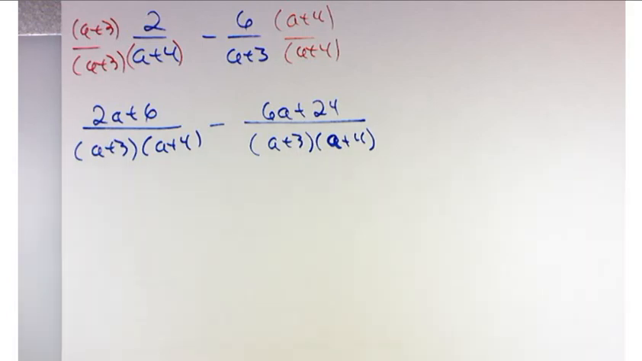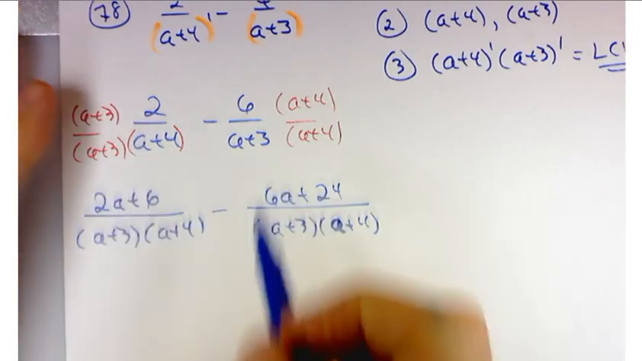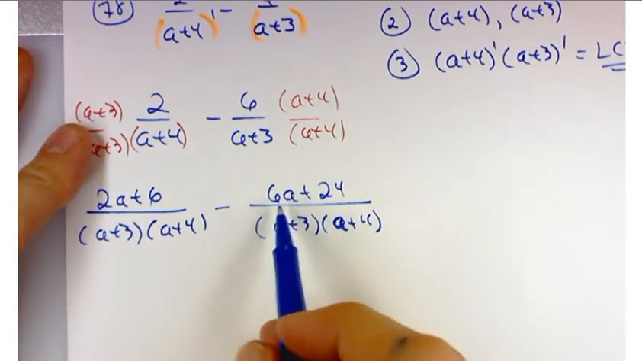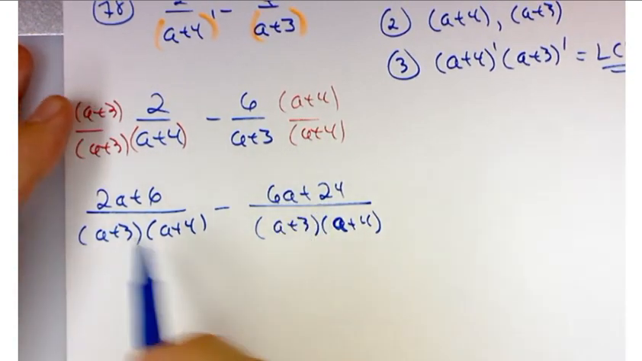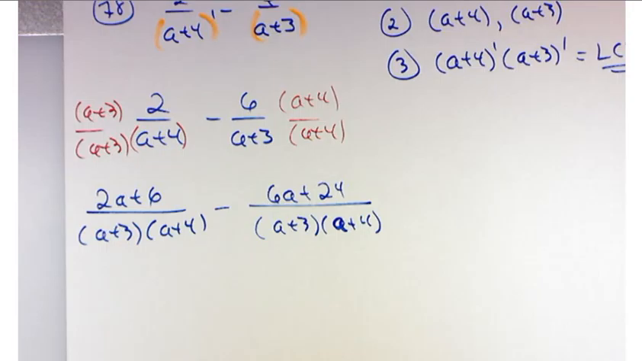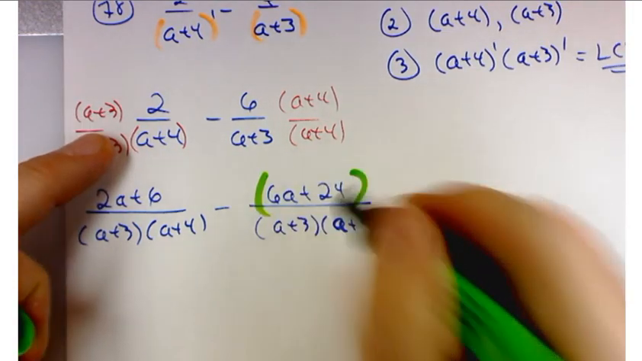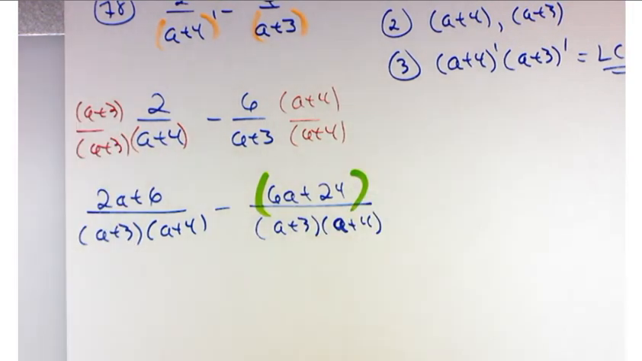Okay. So when you distribute the 6, we get 6a plus 24. These are like terms. Well, excuse me, there are some like terms in the numerator, but we have to be careful about combining them.